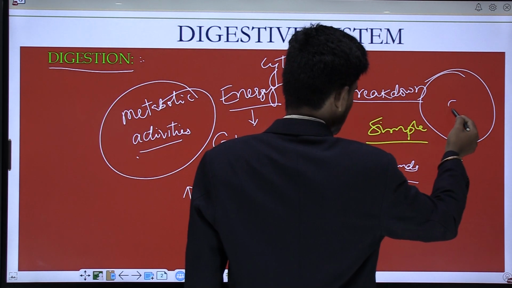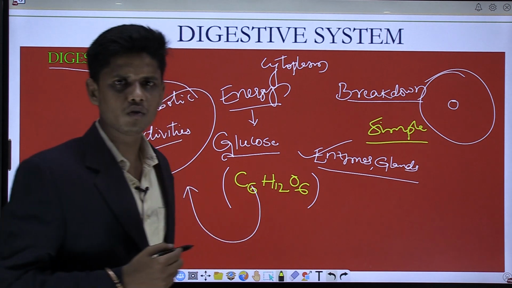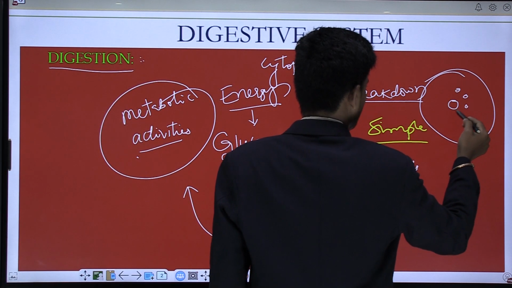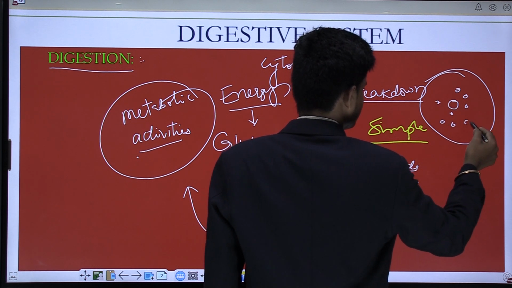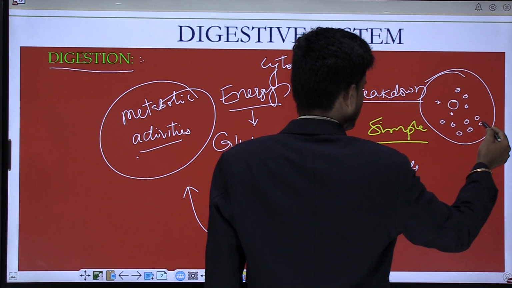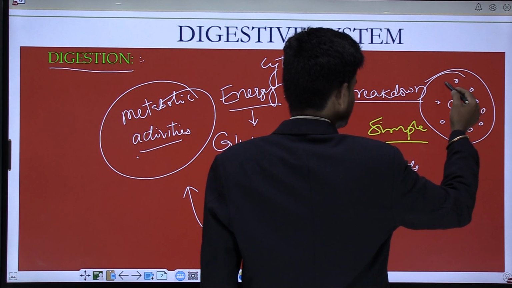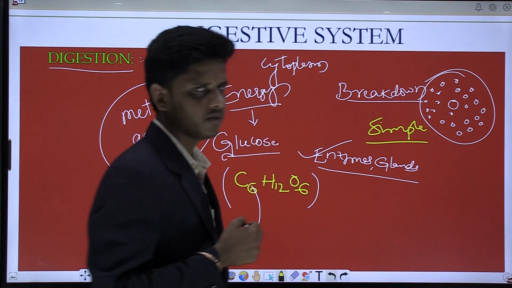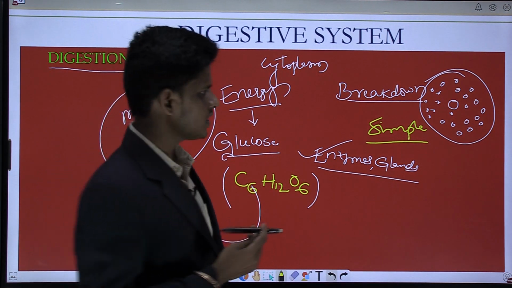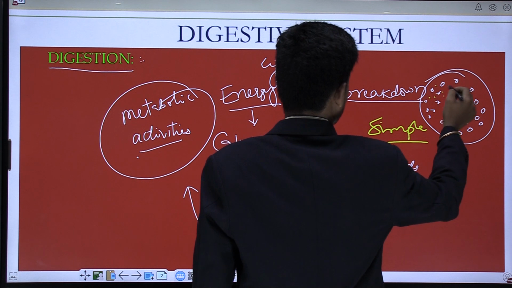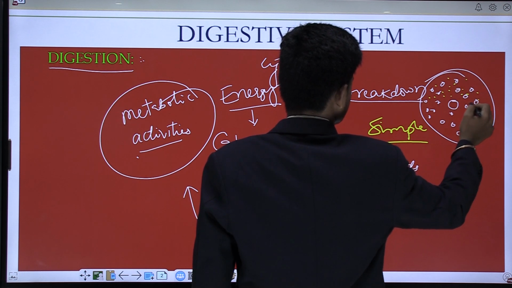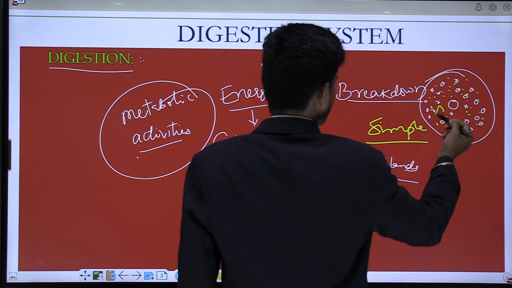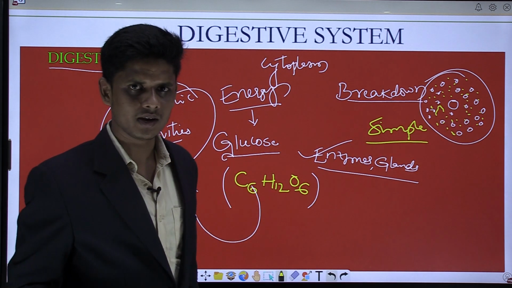It possesses a nucleus, and the nucleus is surrounded by many cell organelles. Cell organelles are the smallest parts, the various structures present within the cytoplasm surrounding the nucleus. And this cytoplasm possesses cell organelles.